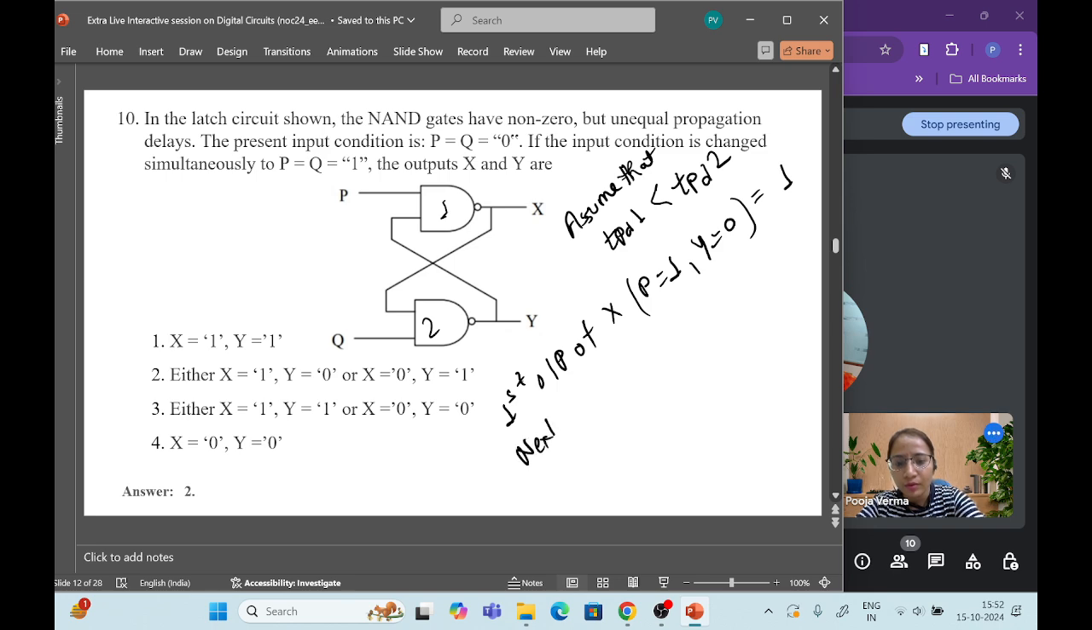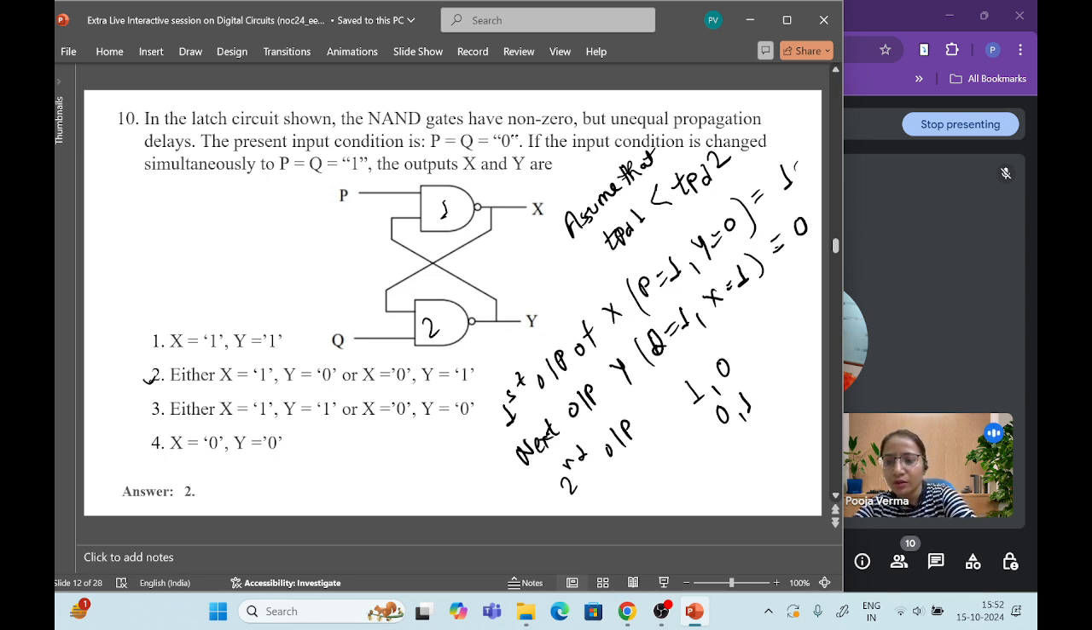Now the next output, that means Y, where Q is equal to 1, and the first output X is equal to 1, right? What will be the output in that case? 1 NAND 1 is 0, right? Now you can check for the second output. Similarly, by taking the first output, you will get either 1 0 or 0 1. So in that case, option 2 will be the correct answer.